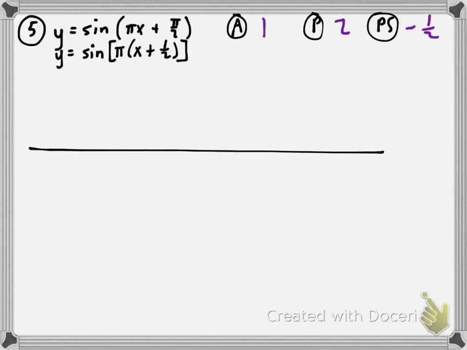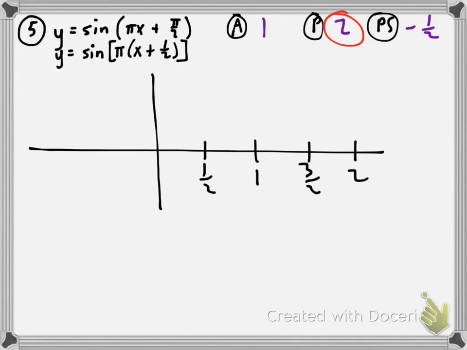I'm going to move to the left, so I'm going to leave some space on the left. My period is 2, remember? So 2 goes down here. Cut 2 in half, we get 1. Half of 1 is 1/2, and then halfway between 1 and 2 is 3/2. We draw the sine graph. Oh, don't forget that the amplitude is 1. The sine graph looks exactly the same as all the other sine graphs, it's just the period is 2.